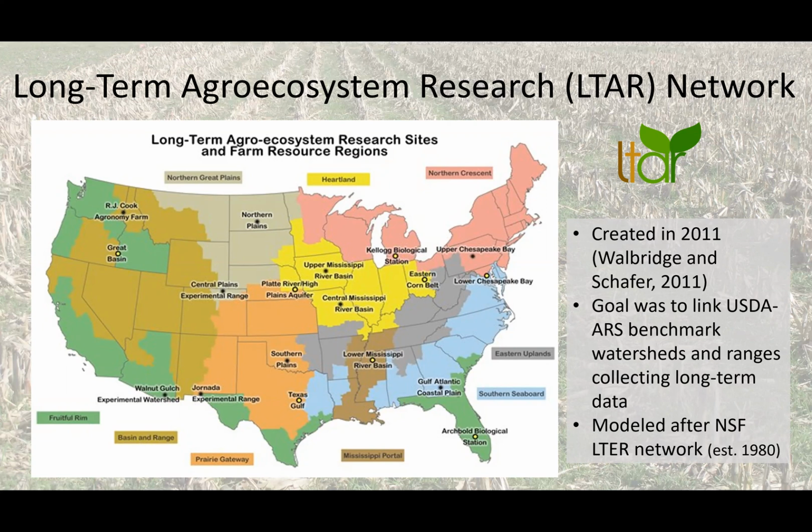So they wanted to somehow coordinate these different sites. And so they wanted to set up this network to do that. They modeled it after the National Science Foundation's Long-Term Ecological Research Network, which was established in 1980. So this was set up specifically to look at ag-related problems.